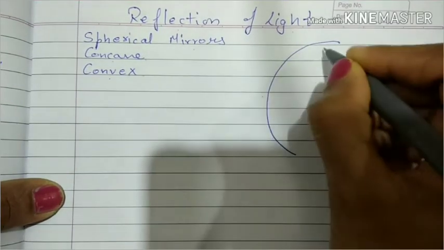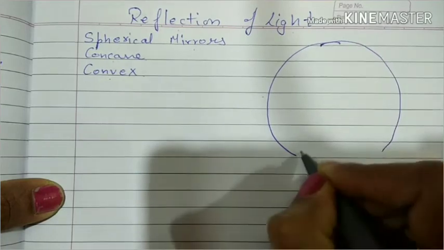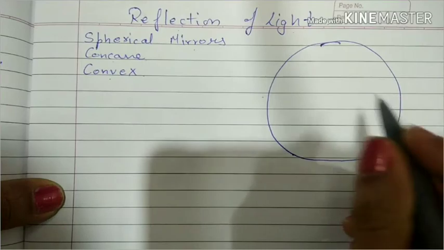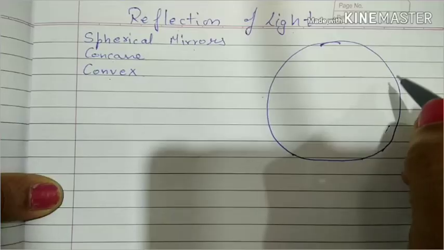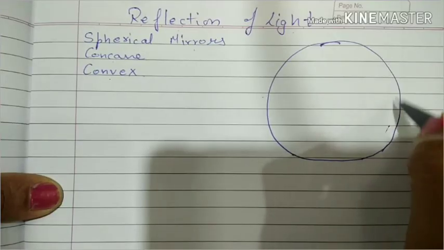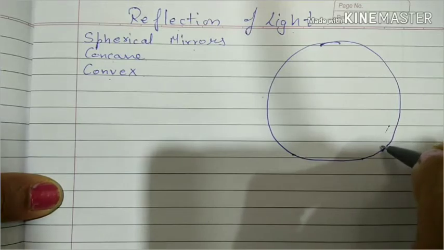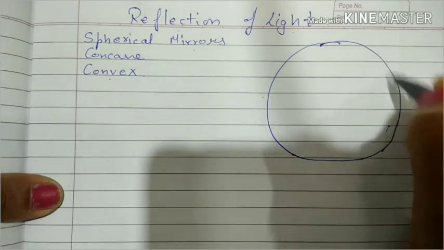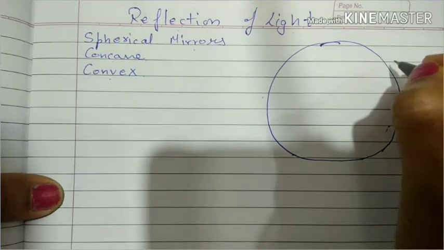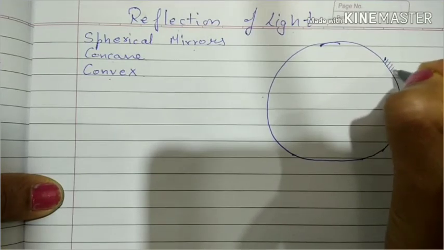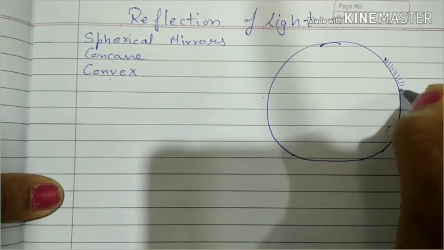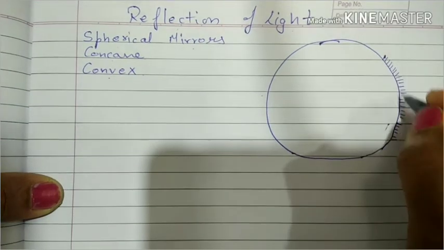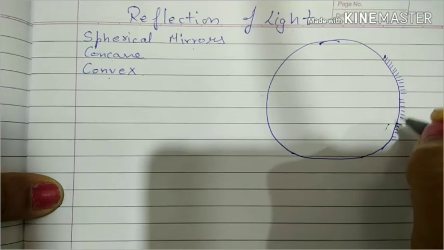Sphere is nothing but a substance, let's say like a ball, in which the shape is like a circle. So let's consider this as a sphere. Now there could be two cases. Either the internal surface could be a reflecting surface of the sphere, or the outer surface could be the reflecting surface. In case the internal surface is the reflecting, then that is called the concave mirror. So we'll just quickly draw a concave mirror here. Let's consider that this internal part is the reflecting surface.